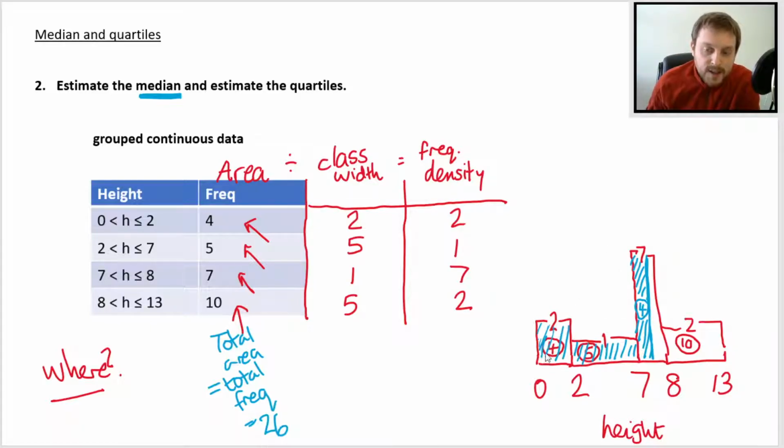And the best estimate is whichever number it is along the height axis, because it's height in this question, that gives you exactly half the area, right? Gives you exactly half of the frequency, right? So that's what we want. And so the question is what is this number here? It's some number between 7 and 8.